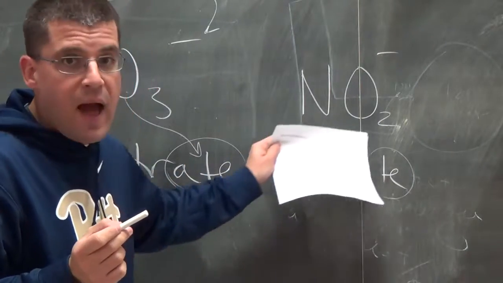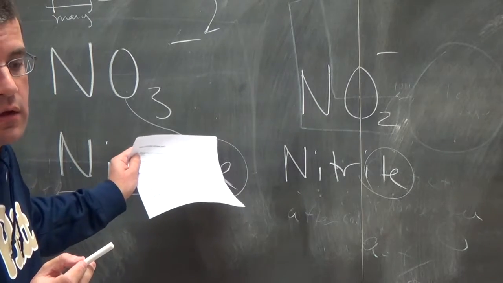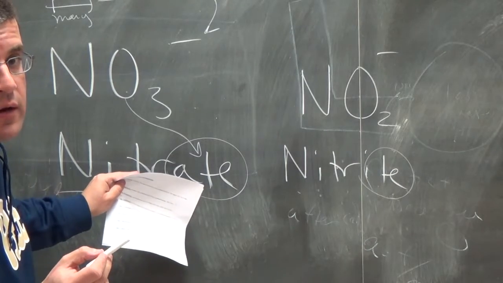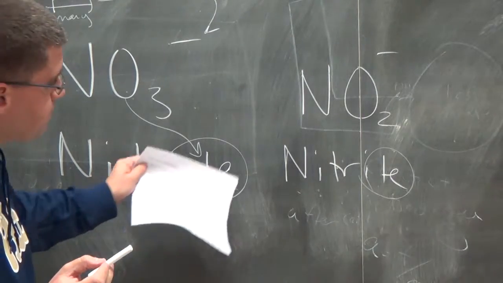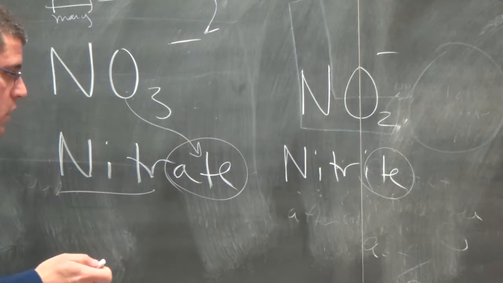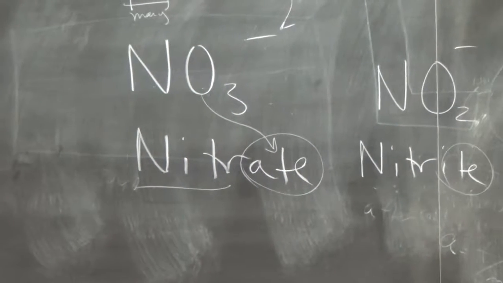The ending ITE usually has one less oxygen than the ATE ending. All right? So the basic one is nitrate, NO3 negative. And again, just for comparison, nitride is the single ion. It's not a polyatomic ion. I'll show that real quick just for the fun of it.